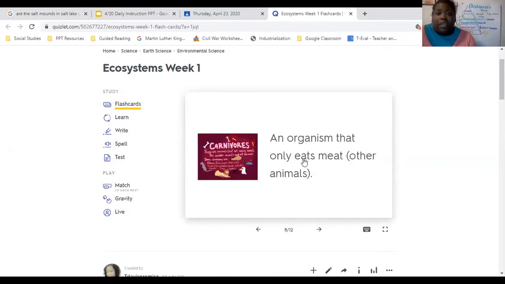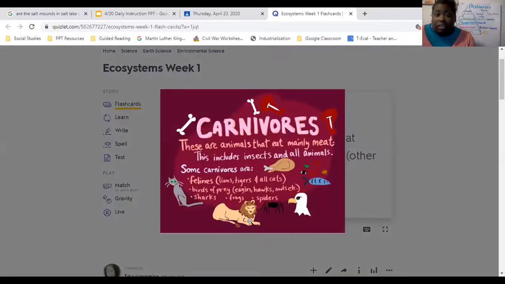Carnivore. So an organism that only eats meat or other animals. A lion is a carnivore. My cats, Taco and Tequila, are carnivores.